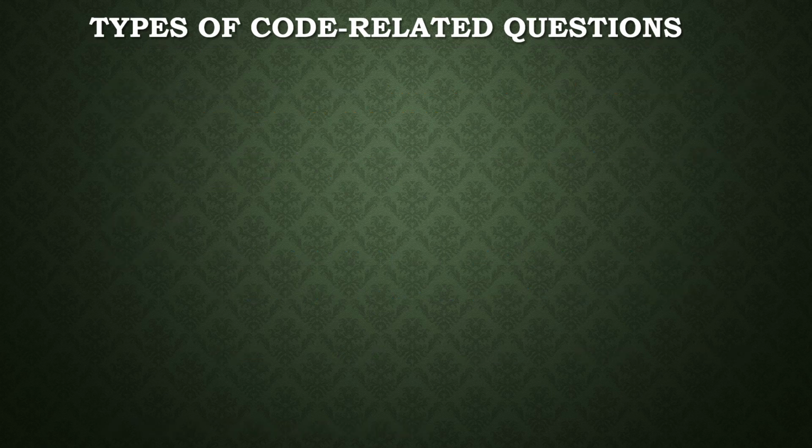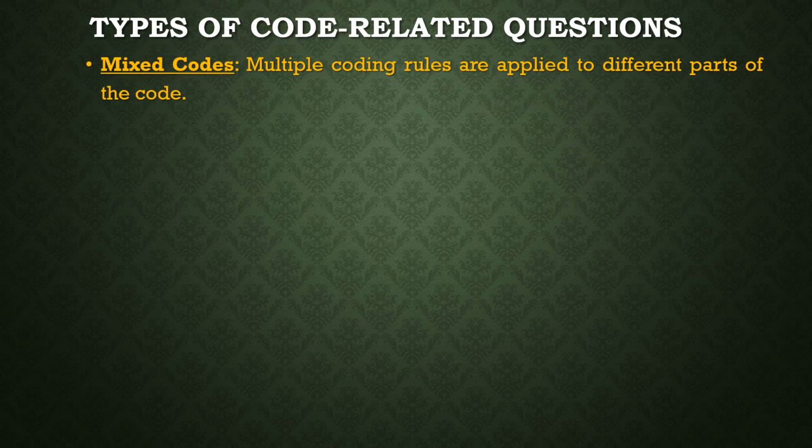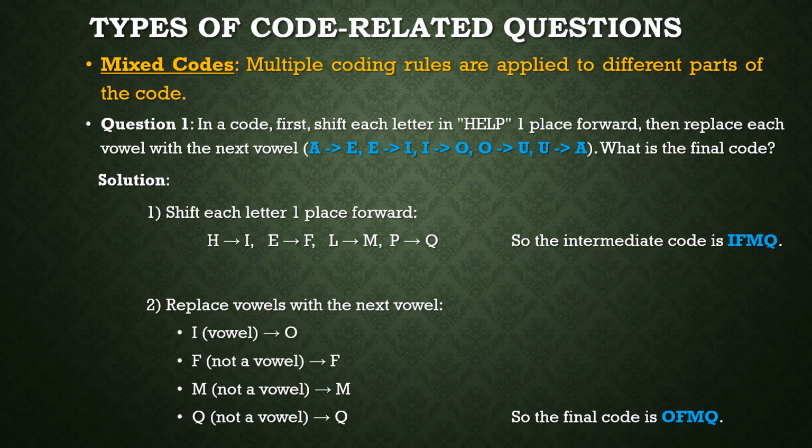Now let's have a look at the other type of questions in word code related problems. The last type of question is mixed code, wherein multiple operations are asked to be performed and then we reach the final outcome. So in this particular example, it is asked to shift each letter in help by one place forward in the alphabet, and then replace each vowel with the next vowel.